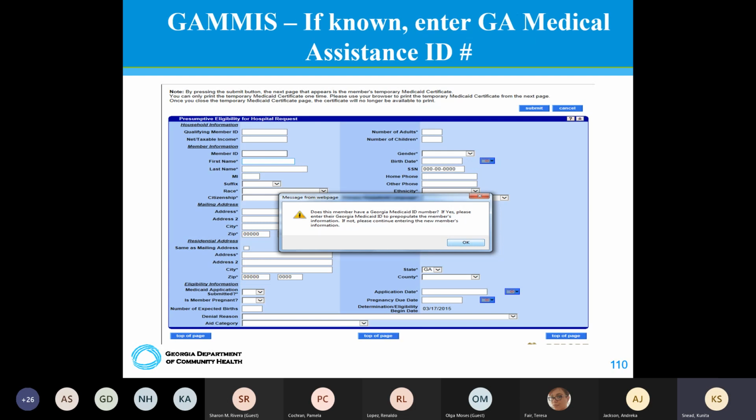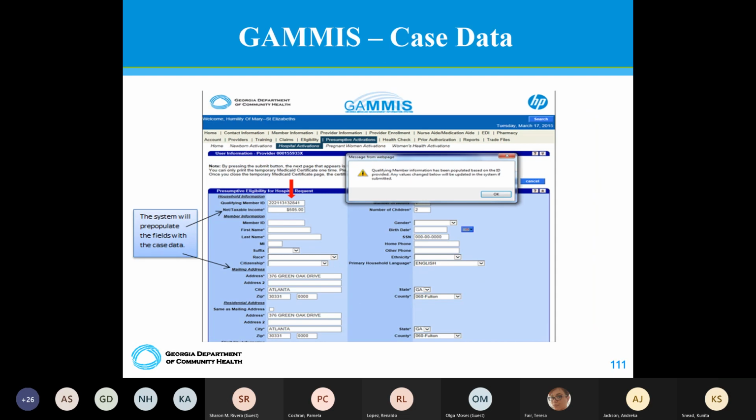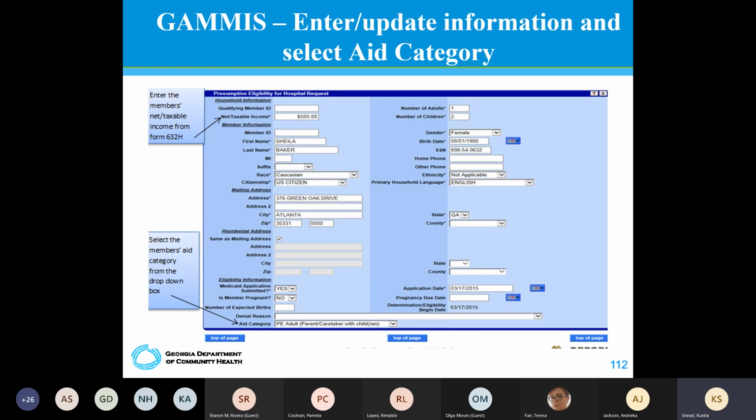Once you click on that, it may ask you if the individual has a Medicaid ID number, or if you know it. If you do know it, go ahead and put it in and press enter. Once you put it in and press enter, then it should pre-populate the last information we had for them. Right here is the chance you would need to make sure that you update any information that needs to be updated for them. Some of these fields may be grayed out, so you may not be able to update that.